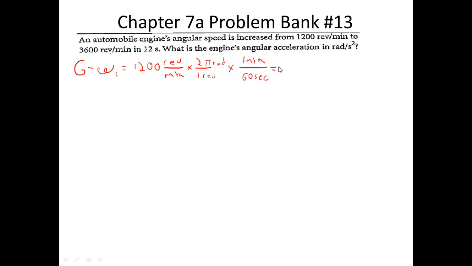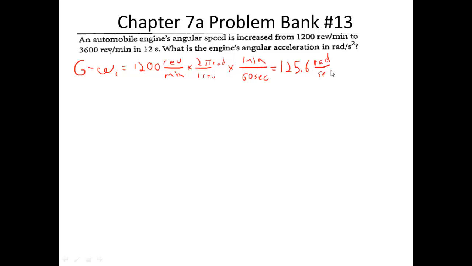So 2,400 divided by 60 is 40. So 40 times pi is 125.6 radians per second.